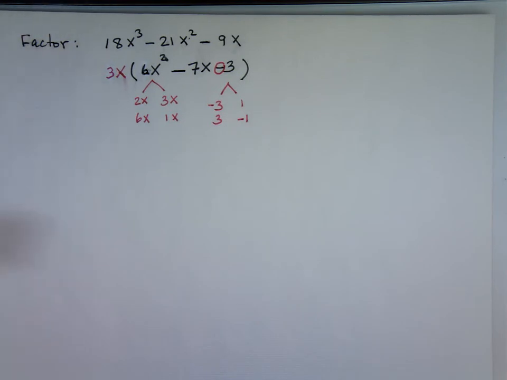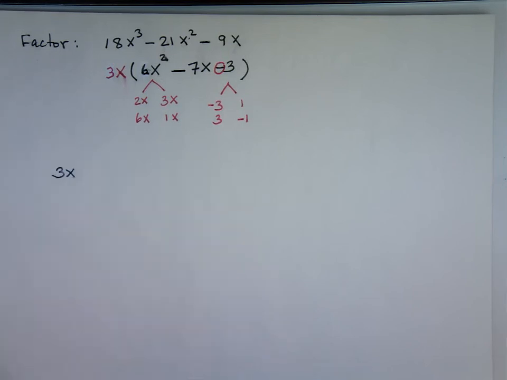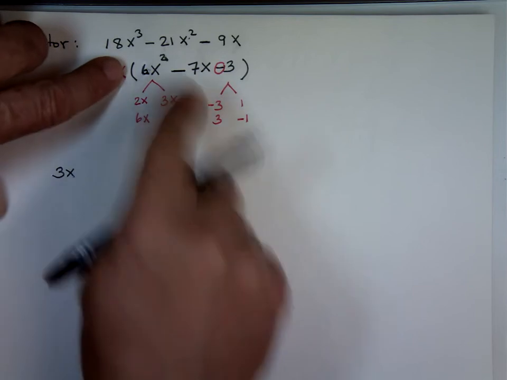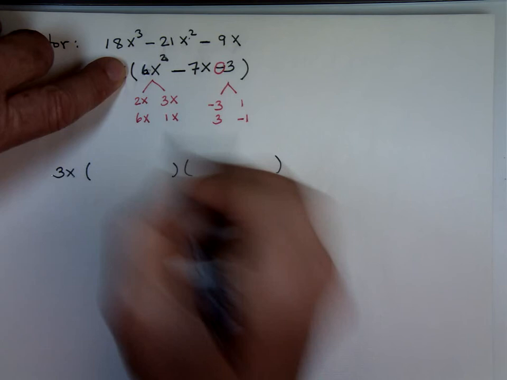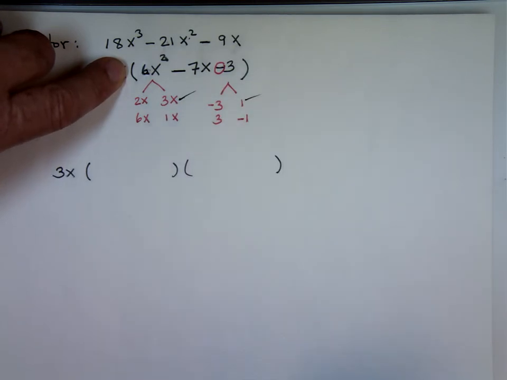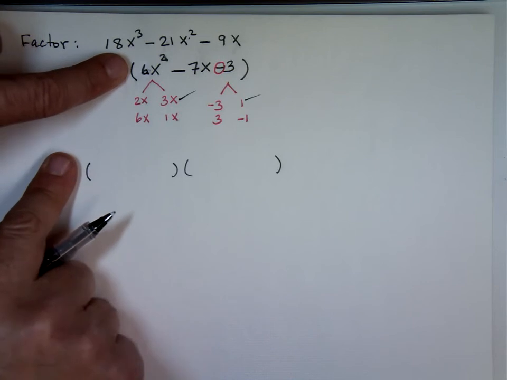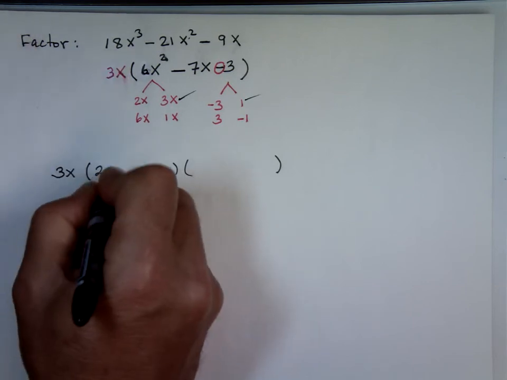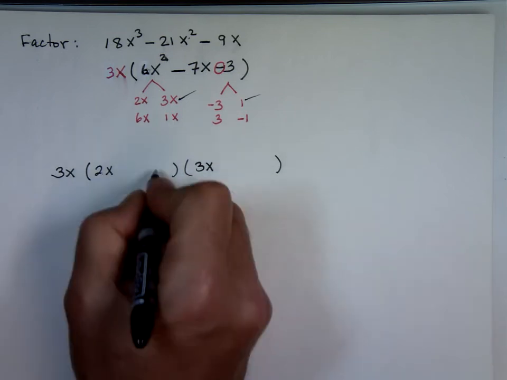So there is the 3x sitting outside. Leave it alone. Let's try to factor the inside of that. Let me try this with this first. I'm covering the 3x. I took care of it right here. So let's try 2x and 3x. Let's try negative 3 and positive 1.